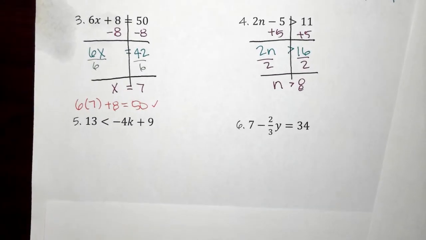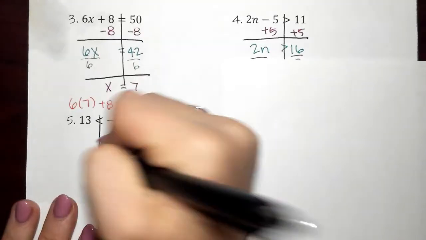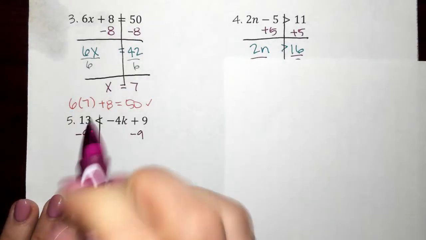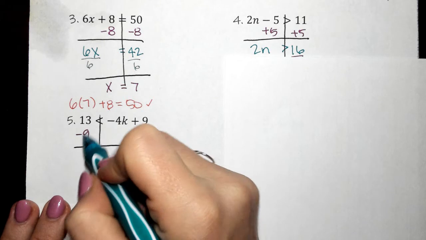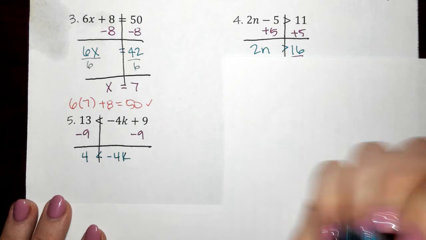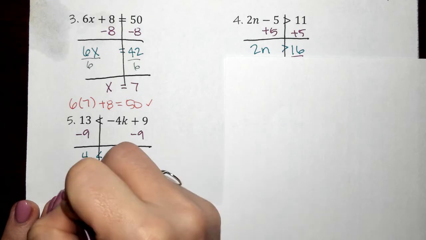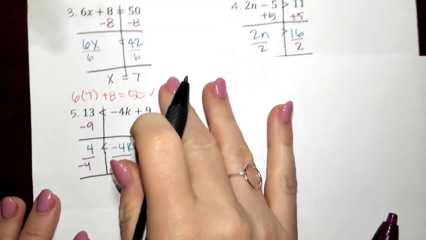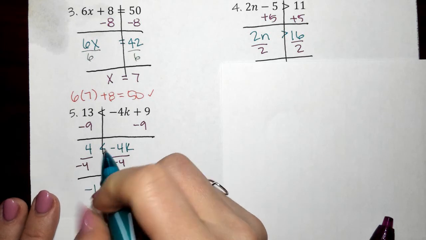Okay, let's look at number 5. We've got an inequality. I'm going to draw my wall, added or subtracted first. We're adding 9, so I'm going to subtract 9 from both sides. 13 minus 9 is 4, less than negative 4k. Division or multiplication next. I'm going to divide both by that negative 4. 4 divided by negative 4 is negative 1.